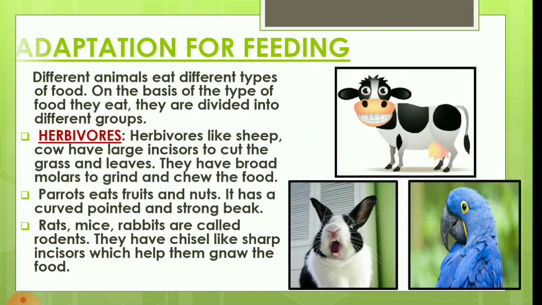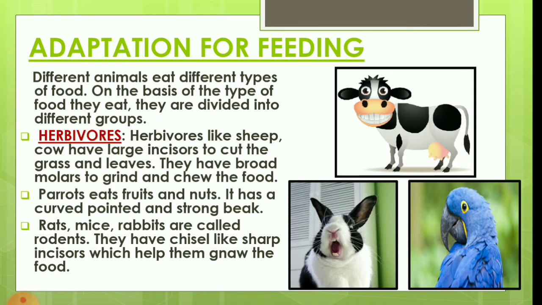Next is adaptation for feeding. Now eating habits of animals are also different. जिस टाइप से वो खाना खाते हैं that are also different in different animals. So now we'll learn about this adaptation for feeding. Different animals eat different types of food. On the basis of the type of food they eat, they are divided into different groups. अब जो भी जिस टाइप का खाना खाते हैं वो सब सेम टाइप का खाना तो खाते नहीं है, तो जिस टाइप का वो खाना खाते हैं on the basis of that they are classified into certain categories.